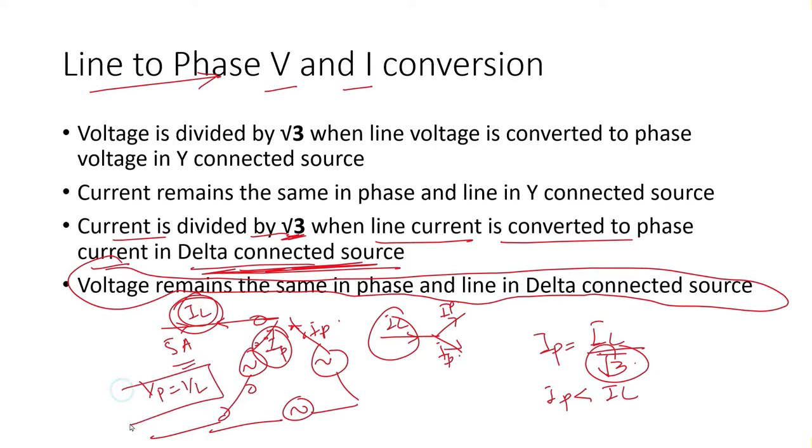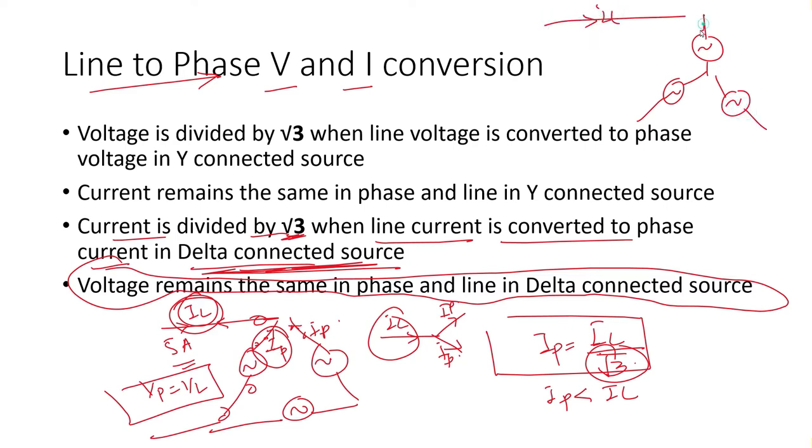So same voltage and reduced current. Okay, if we are having something like this, here if we check the IL and IP, IP is equal to IL in Y connected. So current will remain the same in phase and line in Y connected.